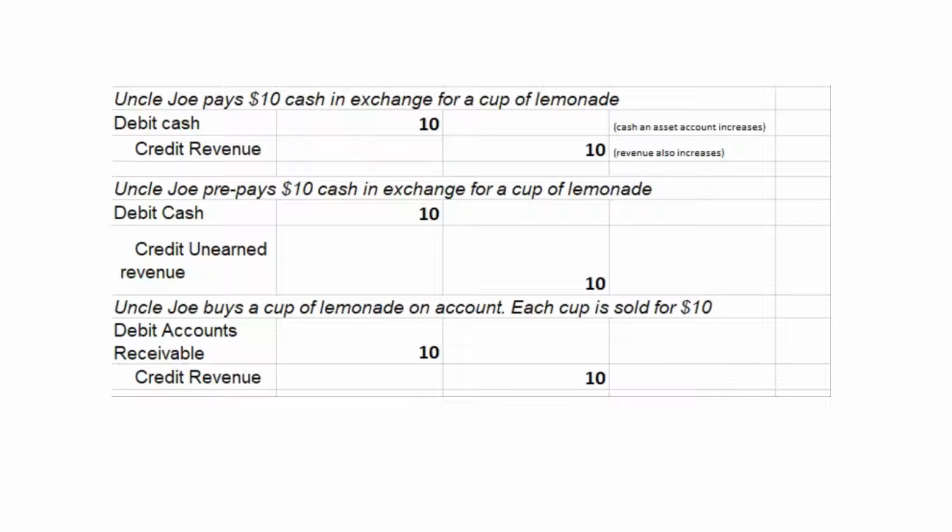My cash is an asset account. My revenue is an equity account. So once I do that, what do I do next? Well, both of them increased. So how do I do that? Well, I know assets are increased when I debit, and revenues are increased when I credit. So I debit my cash and I credit my revenue for the $10.